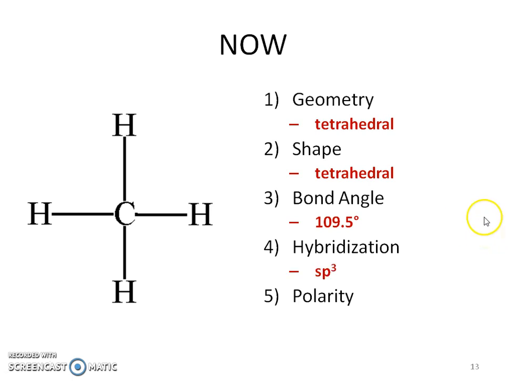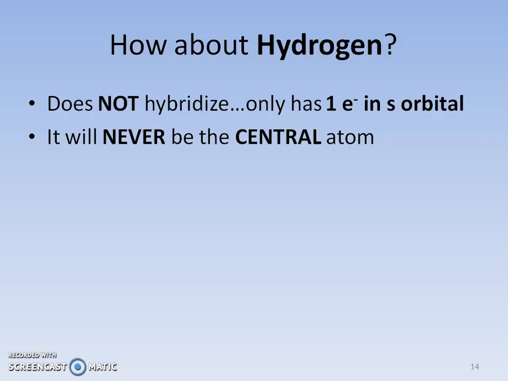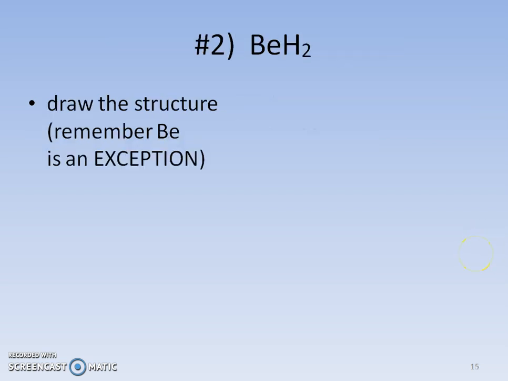Hybridization we already talked about. And if we look at the polarity, all of these guys are H's, so guess what? It's going to be non-polar because the pull is the same for all 4 electron domains. So think about hydrogen. Hydrogen really doesn't hybridize because it only has 1 electron in that s orbital. So hybridization really is based off of an element that's centralized, something in the center, or something in the middle. So hydrogen can never be in the middle, right? Hydrogen always has to be on the outside. So they'll never ask you for the hybridization around hydrogen.